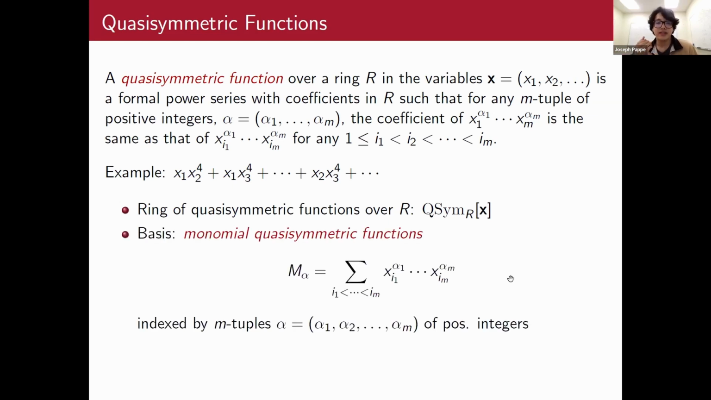And moreover, thinking about this as an R-module, there's a basis given by the monomial quasisymmetric functions, which are indexed by m-tuples of positive integers alpha, where we're just summing over x_i1 to the alpha 1, x_i2 to the alpha 2, and so on. So for instance, M21 is given by x1 squared x2, x1 squared x3, and so on. And the previous example is M14.